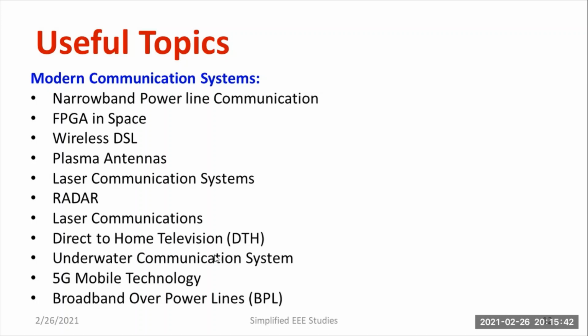Laser communication. What do you mean by DTH? You must have used DTH in your home, but you may not have thought about what a DTH is and how it operates. Okay. Then underwater communication system importance. All the information can be used. What is the fifth generation mobile technology? 5G. Regarding BPL, broadband over power lines, you'll be getting a lot of information.